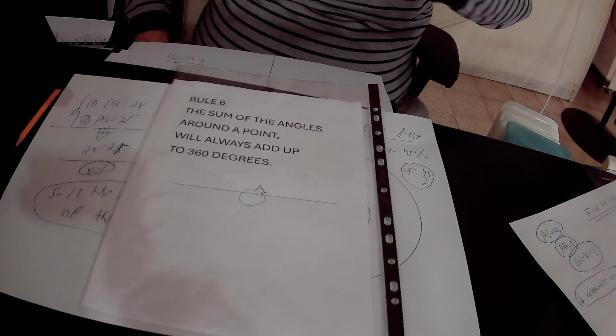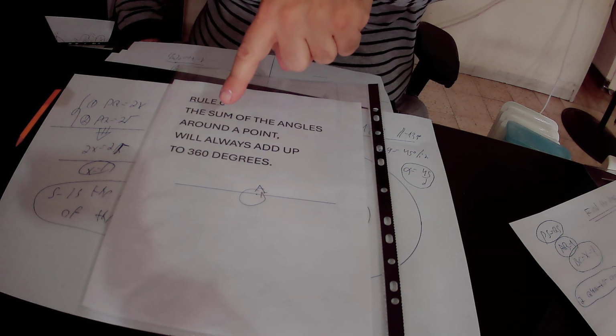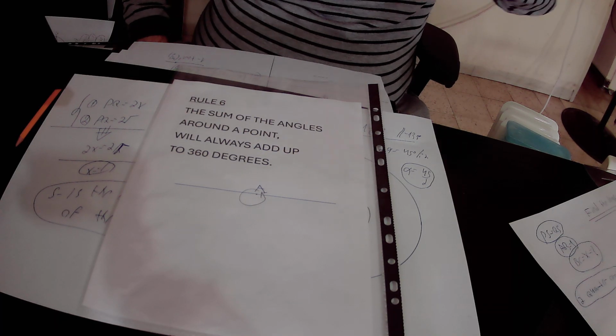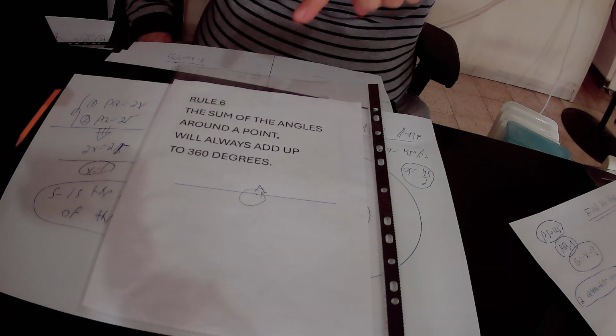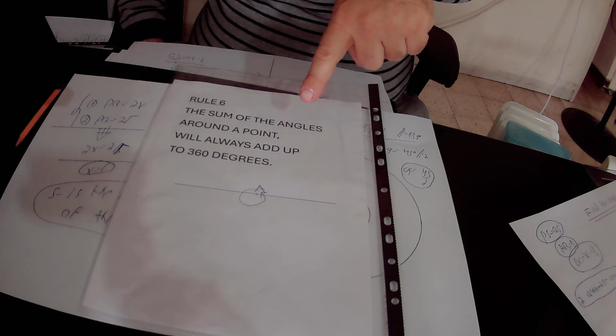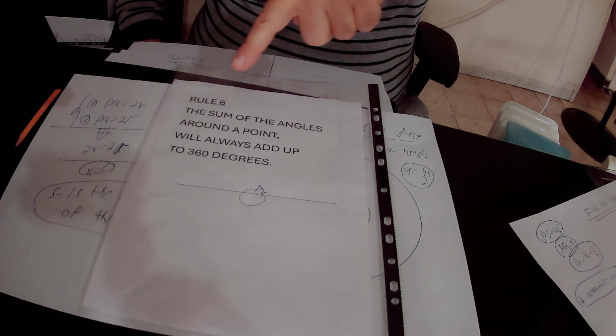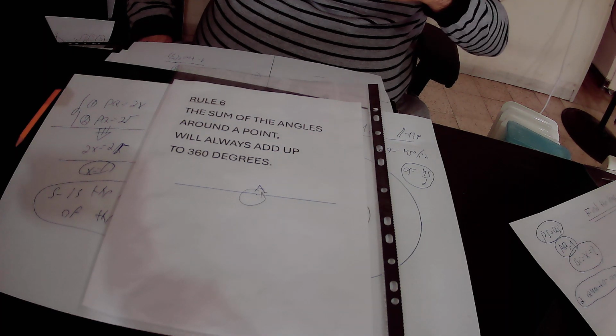In order to prove that this rule is true, I drew a straight line that passes through point A. Now we can implement here rule number 3. According to rule number 3, the sum of the angles on the upper side of this straight line at point A equals 180 degrees, and the sum of the angles on the lower side of this straight line at point A must also be equal to 180 degrees.